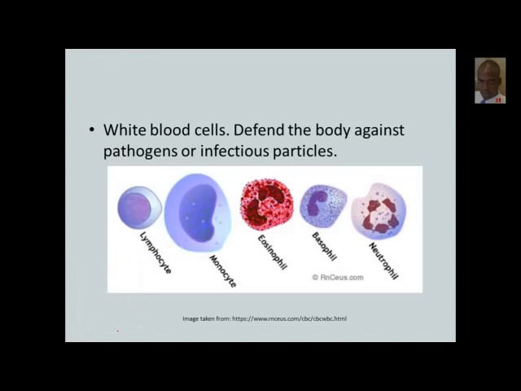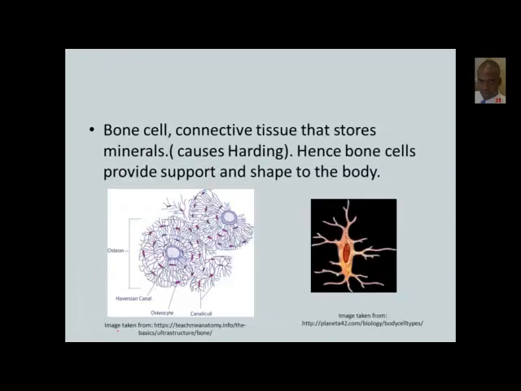All right, moving on. So next one we have is the bone cells. The bone cells are a connective tissue that stores minerals, right? And the minerals cause hardening. So our bones are very hard when they are healthy, right? Bone cells provide support and shape for the body, and the bones make up the skeleton, and the skeleton gives us our shape.